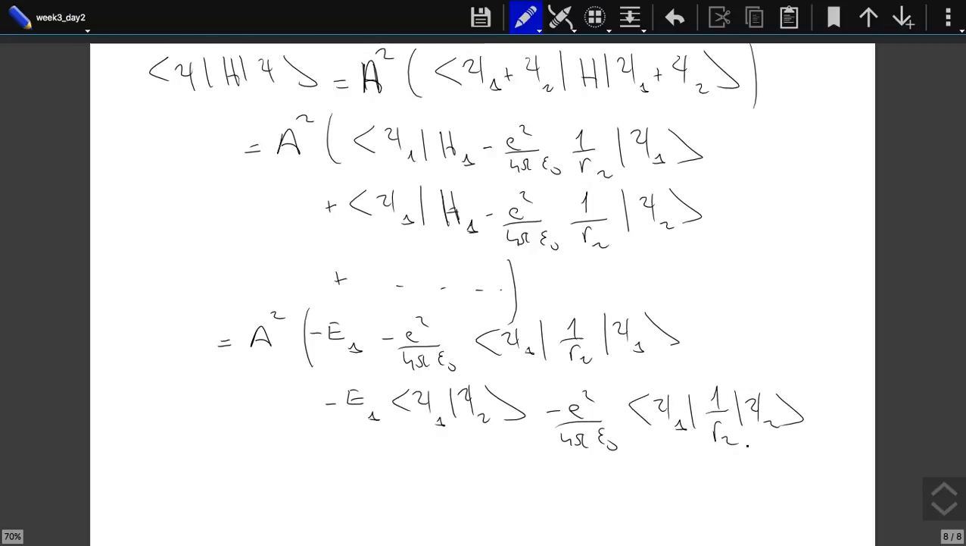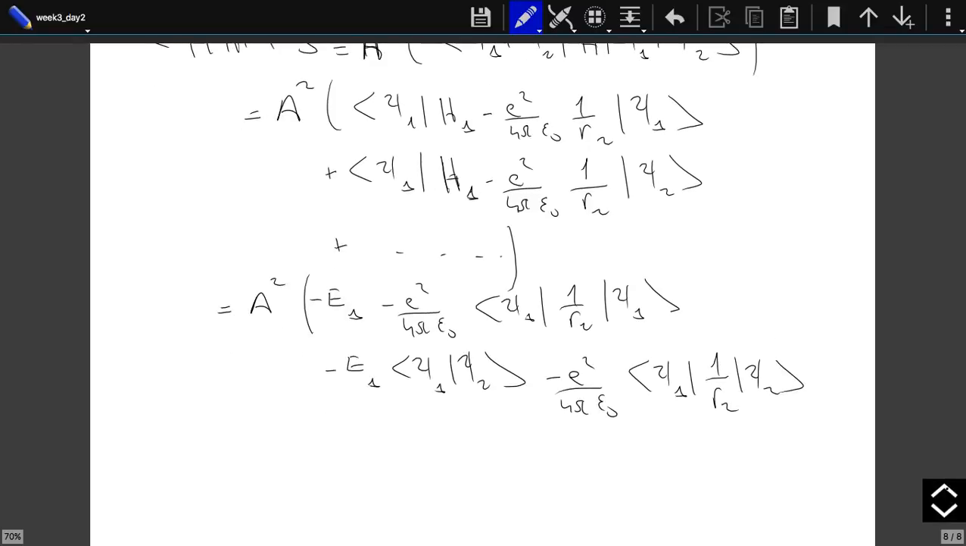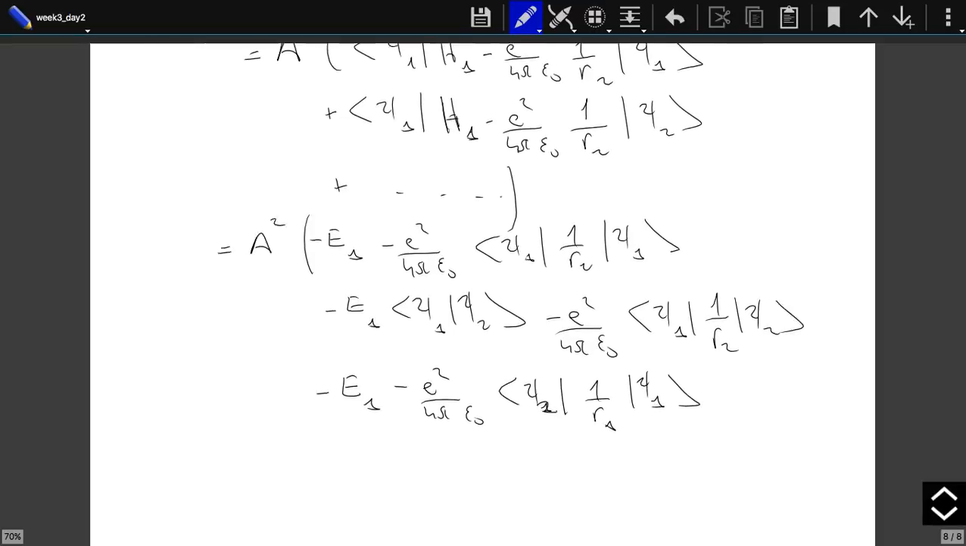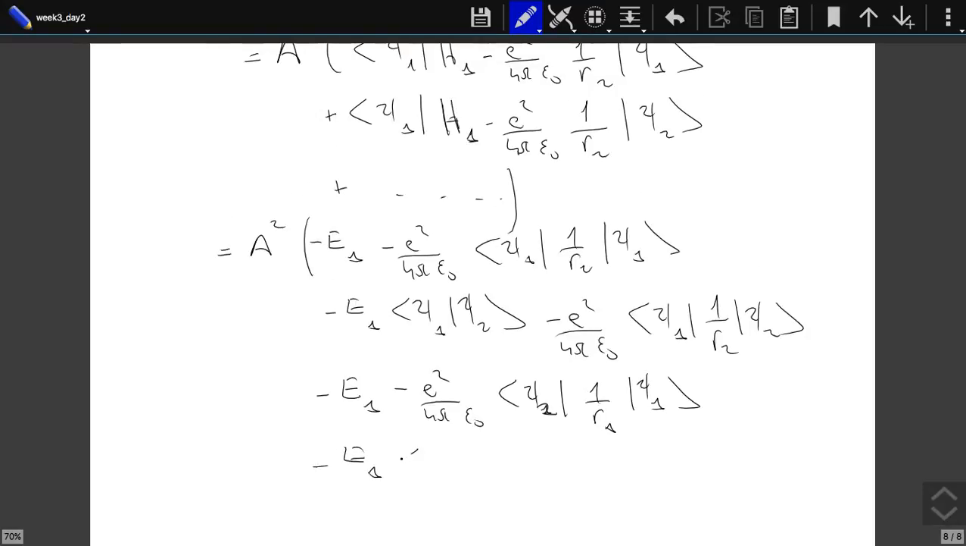Well, the next term is just exchange 1 and 2. So we have minus E1, E2 is E1, minus e squared over 4 pi epsilon 0, psi 1, psi 2, 1 over R1, psi 1, minus E1, psi 2, psi 1, minus e squared over 4 pi epsilon 0, psi 2, 1 over R1, psi 1.